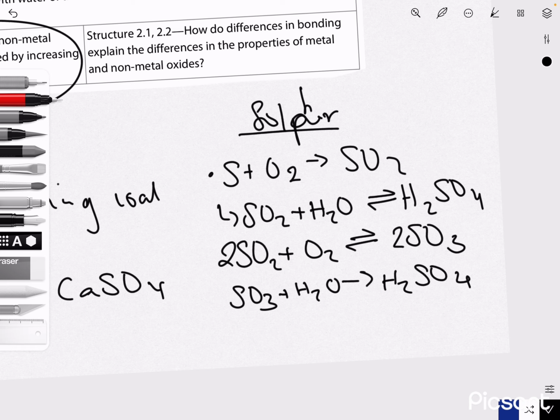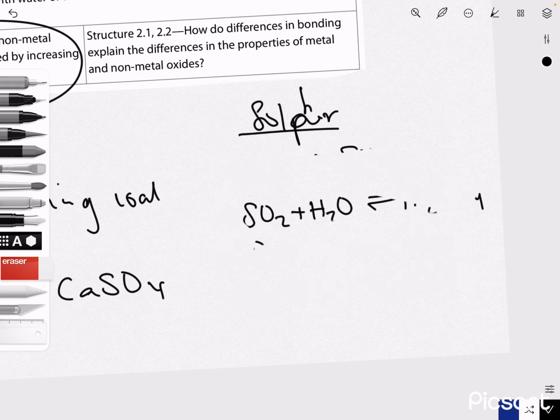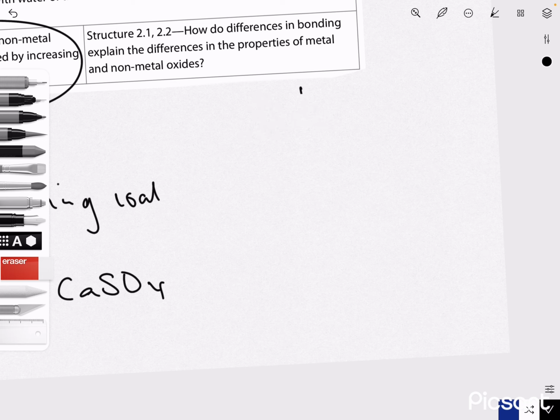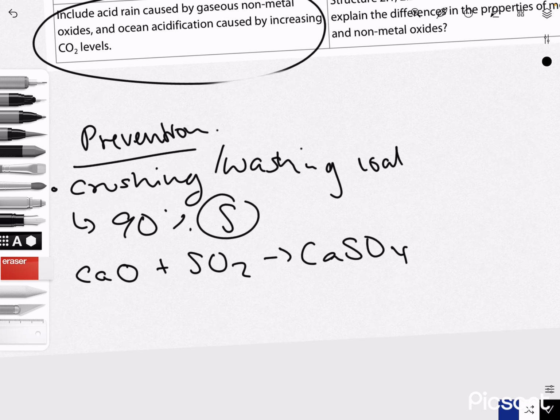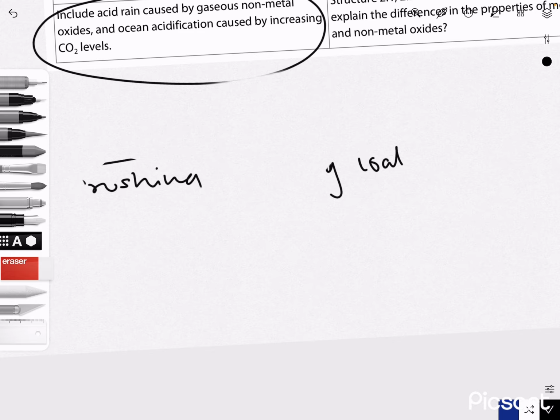Now, obviously, as I went over before, acid rain is corrosive and changes the pH of aquatic environments, not good. And that is all that we need to know for this topic.